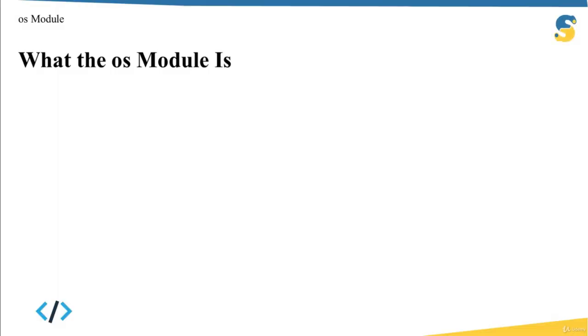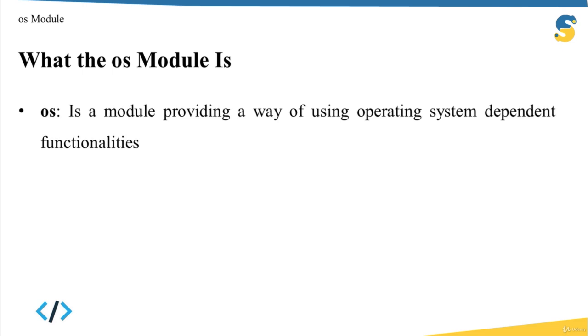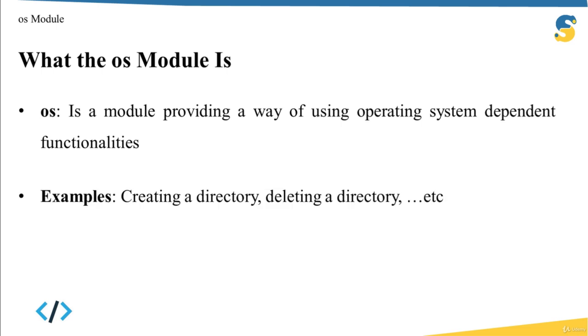First of all, I'm going to define what OS module is. OS is a module providing a way of using operating system dependent functionalities programmatically. There are a lot of OS functionalities, like for example, creating a directory, deleting a directory, and so on. In this lecture, we are going to see how we are able to use this functionality programmatically using OS module functions. So directly, let me move to PyCharm IDE to show you some examples.